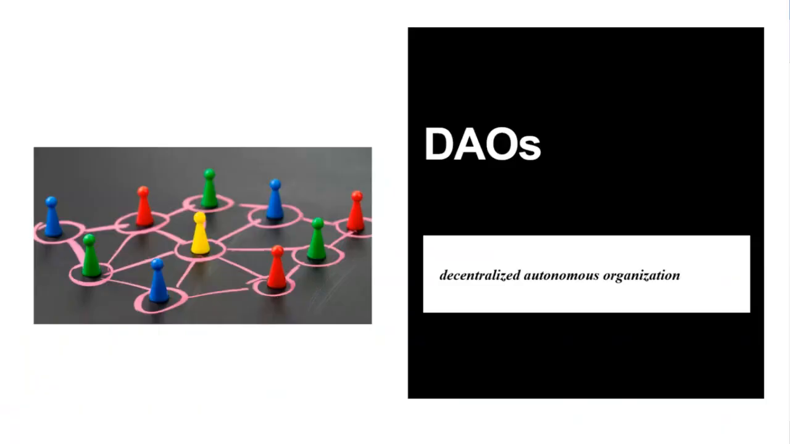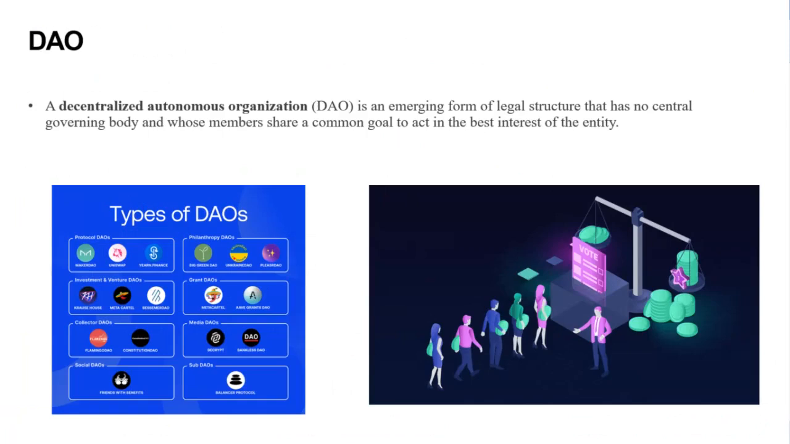Finally, we're going to look at the last one, which is DAOs, decentralized autonomous organizations. And this is under blockchain also. The concept is in the name. It's a legal structure that has no central authority, where each of the members has a common goal and acts in the interest of the entity.